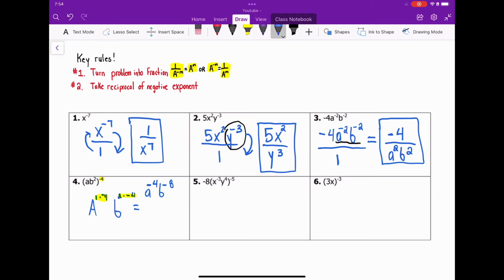And the same problem arises. We have a negative exponent, which we can't have. So what we're going to do now is put that entire problem over 1. And because both a and b have negative exponents, I'm going to take the reciprocal of both of them. So our final answer for this problem would be 1 all over a to the positive fourth power, b to the positive eighth power.